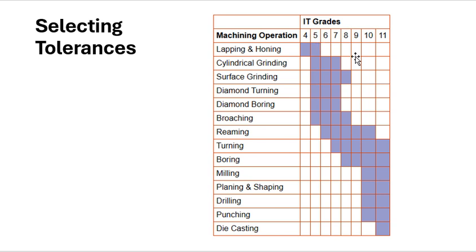So here are your IT grades, just showing you an example, and here are the machine operations. Of course, we're doing all kinds of lapping, so you've got grinding, turning, boring, broaching, reaming, and so on. Here you can see the grades from 4 all the way to 11. The colored ones are just showing you where the IT grades fit to the operations.